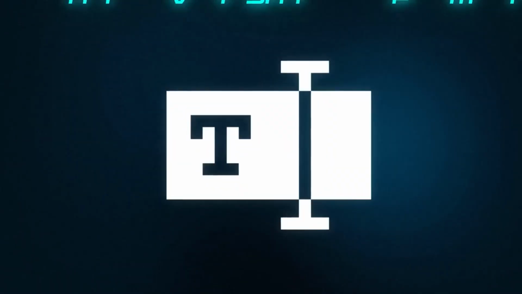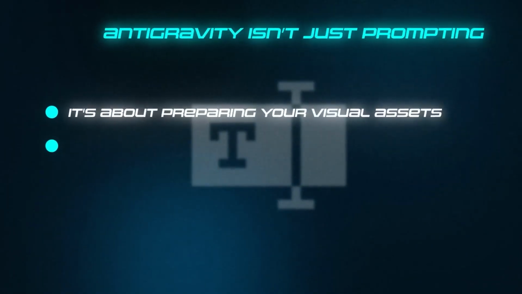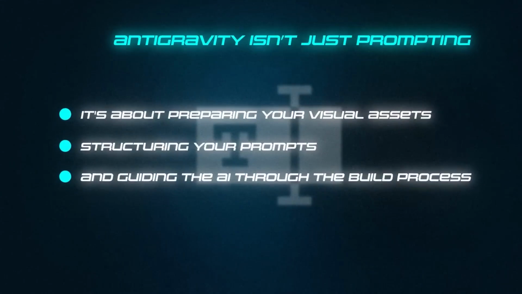Look, I see it all the time. People jump into Antigravity, they describe what they want, and then they just expect perfection. But the scroll triggers just don't fire. The sequences are choppy, and it just feels so amateur. Building with Antigravity isn't just about prompting. It's about preparing your visual assets, structuring your prompts, and guiding the AI through the build process. Guys, once you fully understand this workflow, you can actually build premium websites with animations for any product or business that you want.